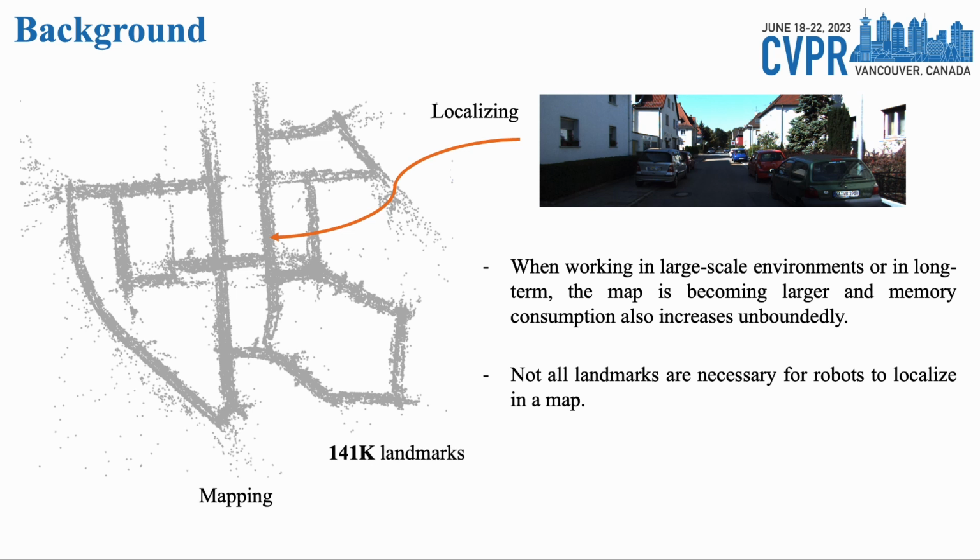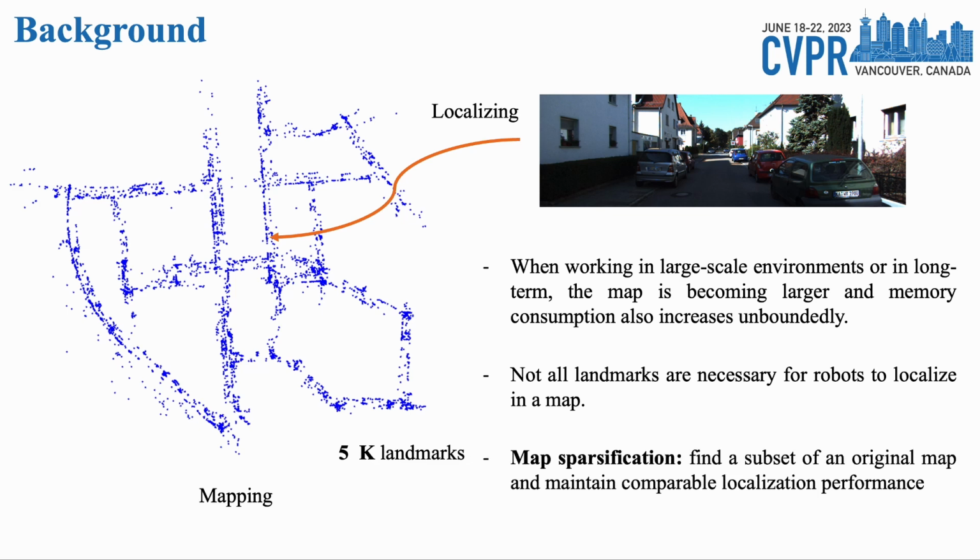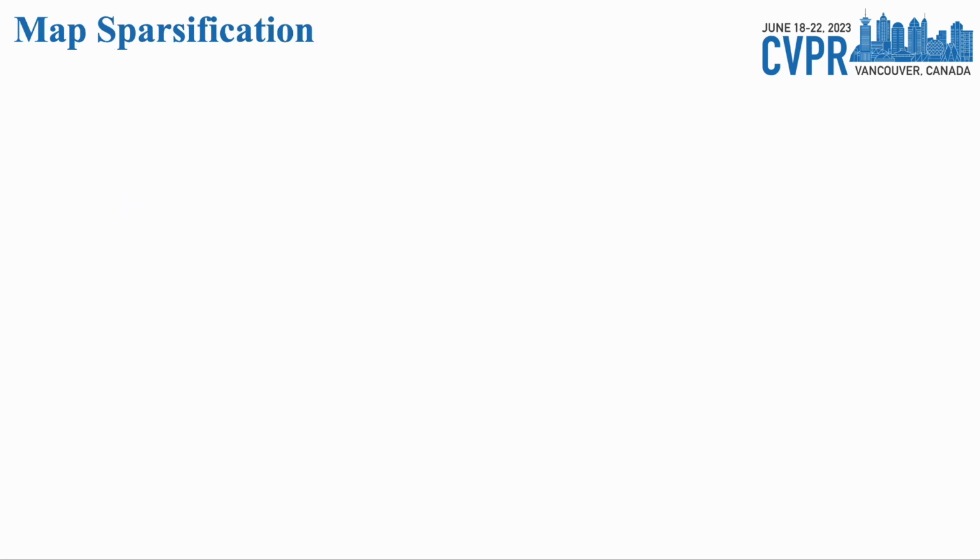In this map, there are more than 141,000 landmarks. We can select only 5,000 landmarks from them, and more than 96% of query images can still be localized successfully. Therefore, this work is to find a subset of an original map while maintaining comparable localization performance.